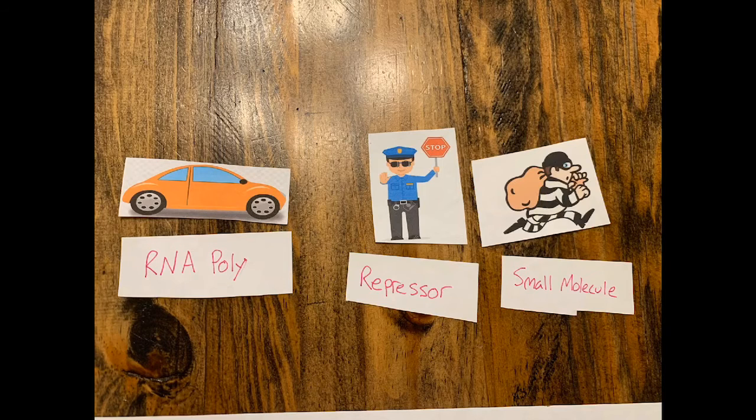So we're going to create an analogy to explain what we just saw. A car is going to be driving down the road, which represents RNA polymerase transcribing DNA. The repressor is going to represent the policeman, and the small molecule is going to be represented by a thief.